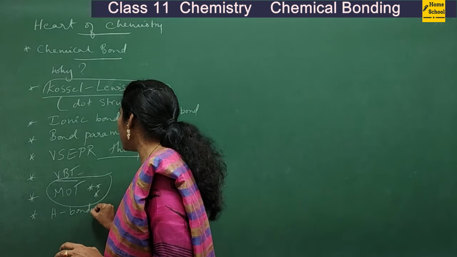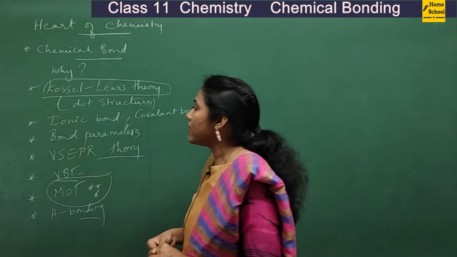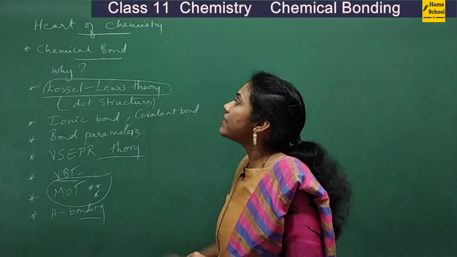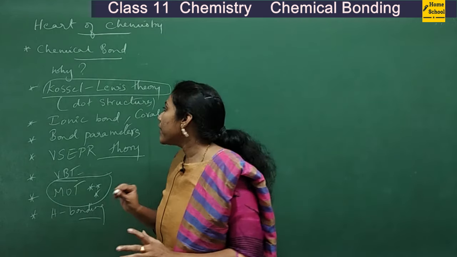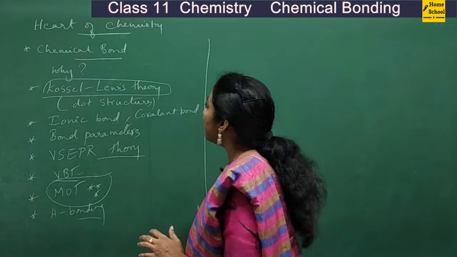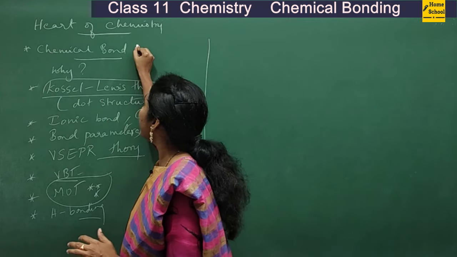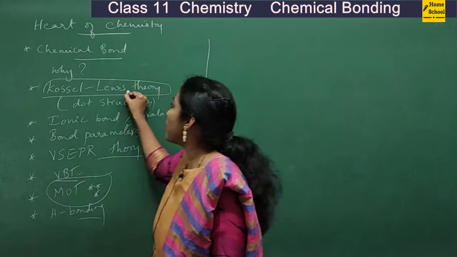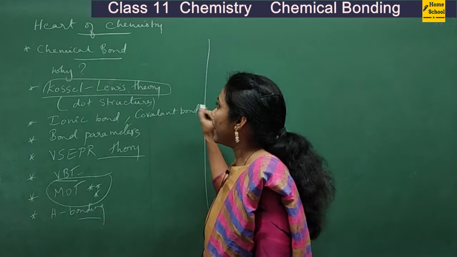It's a very small topic, but then we have to concentrate. See, these are the major points that we will have to concentrate on from a chapter. Okay, so without delay, let me start off with the introduction on chemical bond, why chemical bonds have to form, and Kossel Lewis theory.